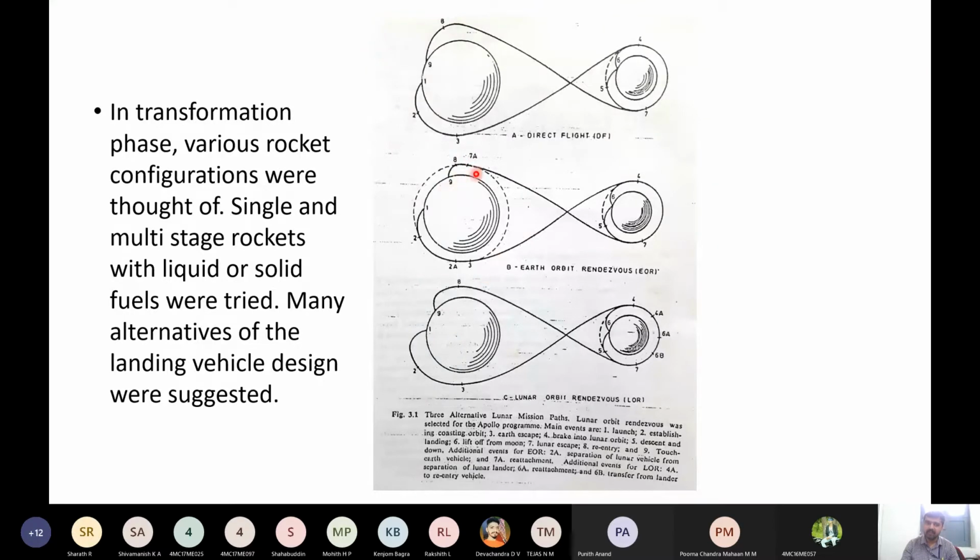So in order to overcome the demerit of the heavy weight of the vehicle, they thought of having separate vehicles for lunar orbit and for Earth orbit. That was the second solution they thought about. But the finally implemented solution was the last one.